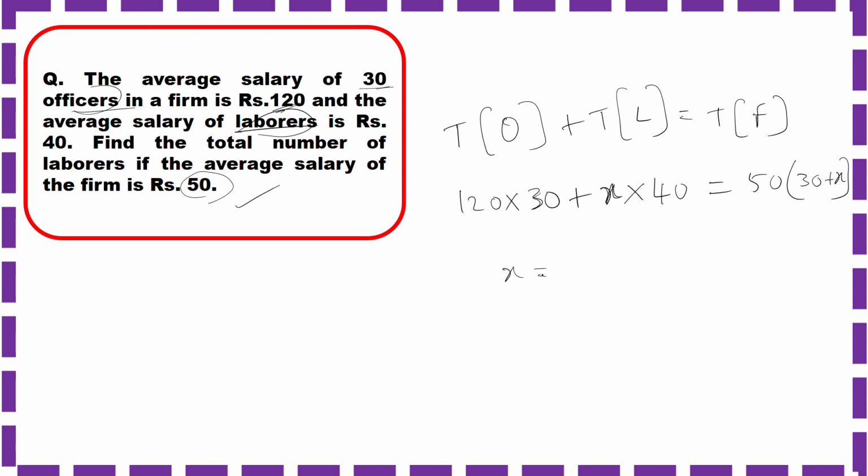You'll get X as 210. So what is this 210? 210 is the total number of laborers in that firm.